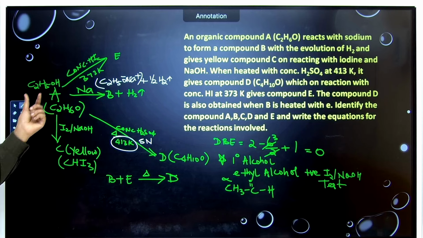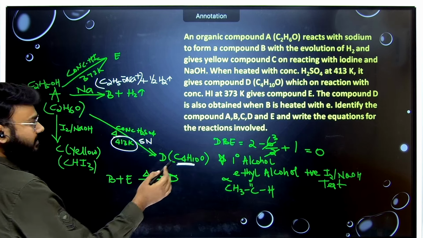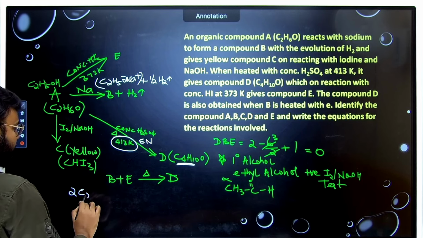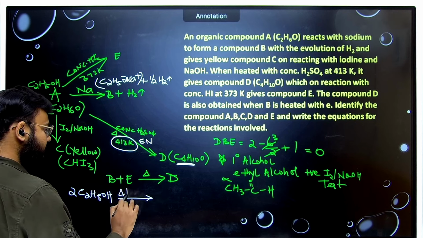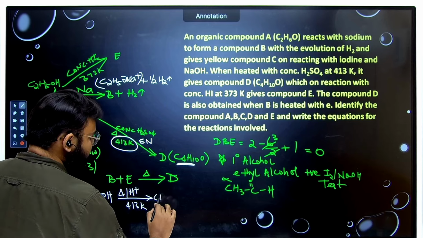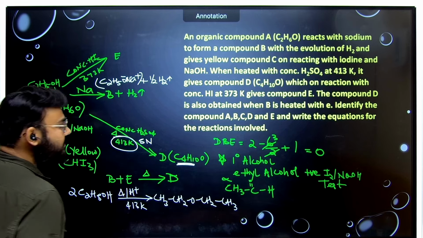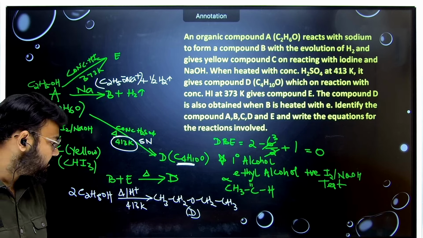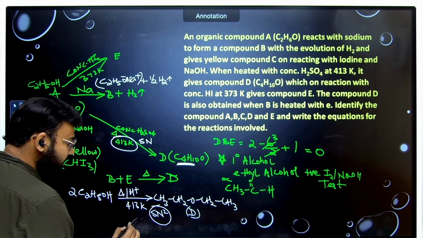You can see C2H6O is there, but it says there are 4 carbons. So for that, we can say the reaction will be 2 of C2H5OH, and when you are heating it with acid at 413 Kelvin, you will get CH3CH2OCH2CH3. So this is our D. Just to confirm, the formula is given and this is the reaction. Remember, if temperature is low, it favors the SN2 reaction. Nucleophilic substitution reaction is happening here.